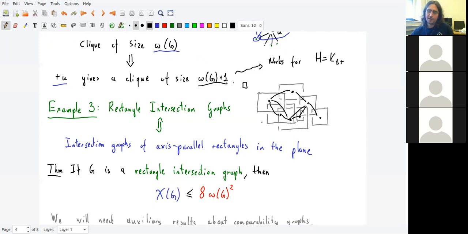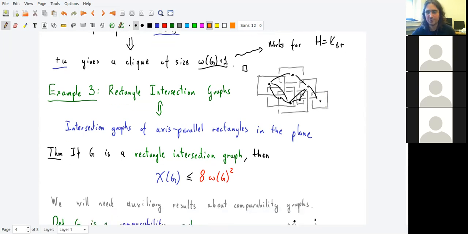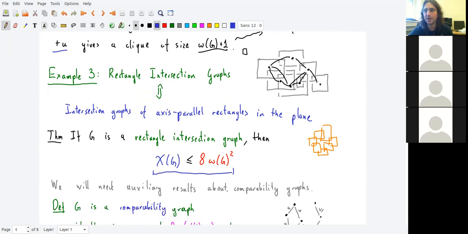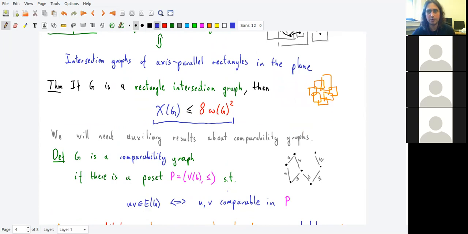This is an intersection graph of axis-parallel rectangles in the plane, and it is easy to see that this graph class is not perfect. I did not manage to get an odd hole in this particular intersection graph, but it is very easy to arrange an odd number of rectangles in the plane into a sort of necklace where they intersect in a cycle pattern, where the length of the cycle is odd. So this is not a perfect graph class, but we will prove now that this graph class is chi-bounded. We will prove that the chromatic number of a rectangle intersection graph is at most 8 times the clique number squared. So now it will not be linear in omega, but quadratic.